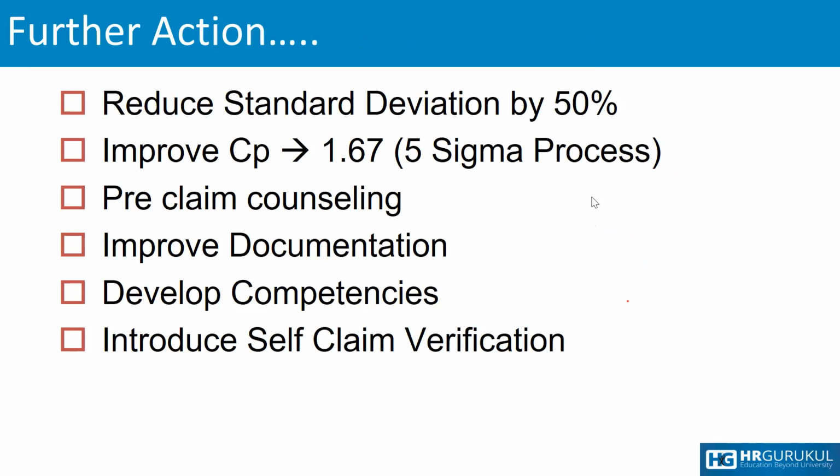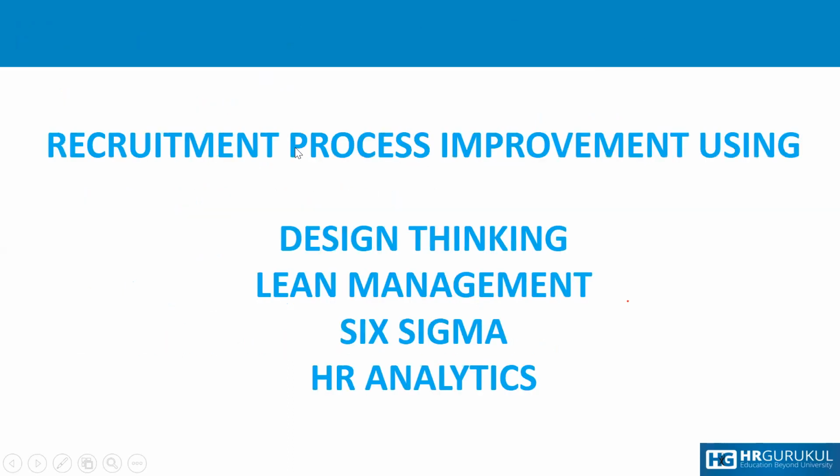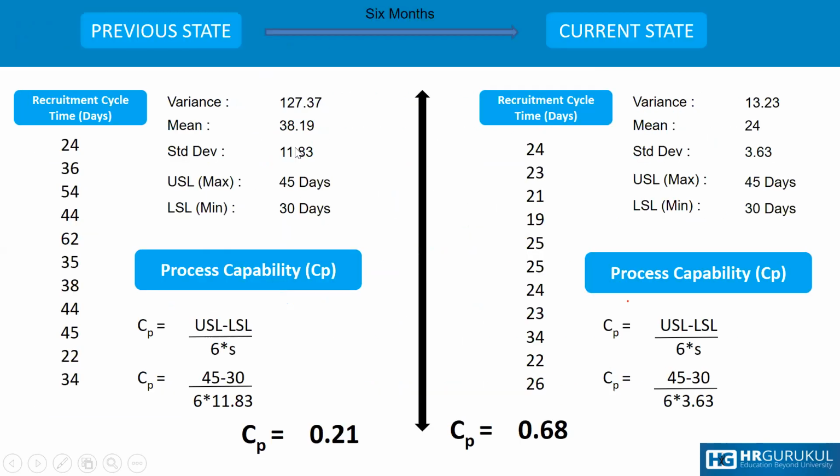Right. So the further action was to make it more sustainable, to reach a process capability of 1.67, that is a 5 sigma process. Pre-claim counseling and all these things were introduced, and ultimately we were able to get good results. So the benefit administration cost was 119%. So the claim benefit which we paid was much higher than the medical premium which we paid, right? So that is what has led to improvement.